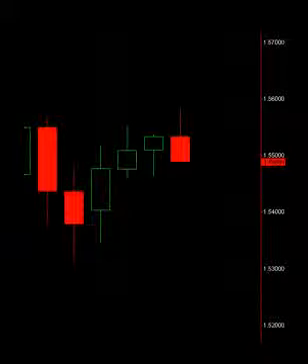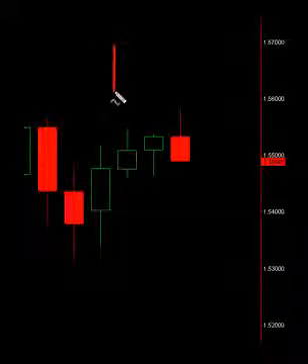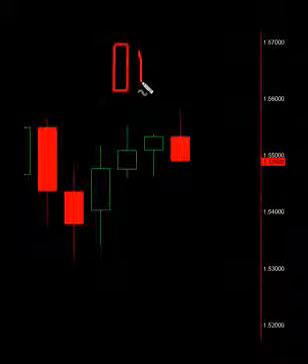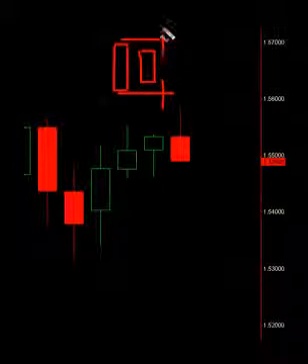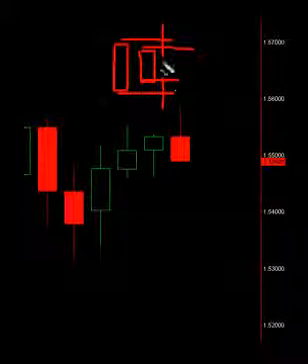Now, the simplest way to define a Fakey is an inside bar breakout that fails. Now an inside bar looks like this. We have an outside bar, we then have a bar that is within the high and the low of the outside bar. So that's the inside bar. The breakout would be a move to the downside or to the upside of this bar. Okay? So breakout either way is what we'd be trading.